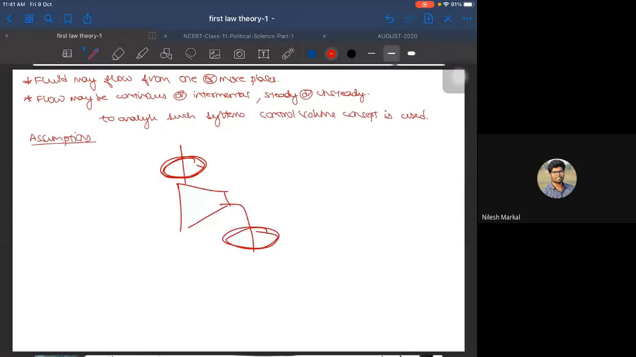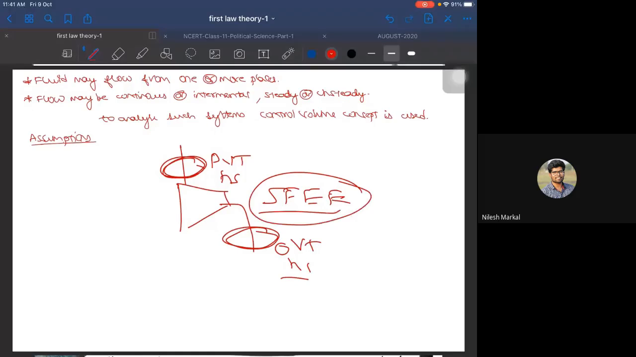Suppose I know pressure, volume, temperature, enthalpy, entropy, everything at the inlet, and at the outlet I know only volume, temperature, enthalpy, and entropy, but I don't know the pressure. In such a case, I can use my SFEE equation to find that pressure. Not only that, you can even find the heat flow into the system and the work flow from the system. Every parameter can be calculated using the SFEE.